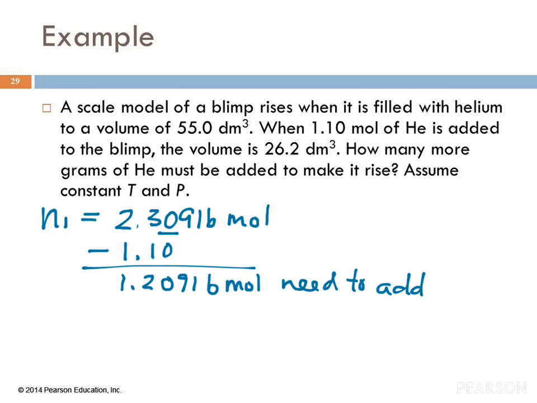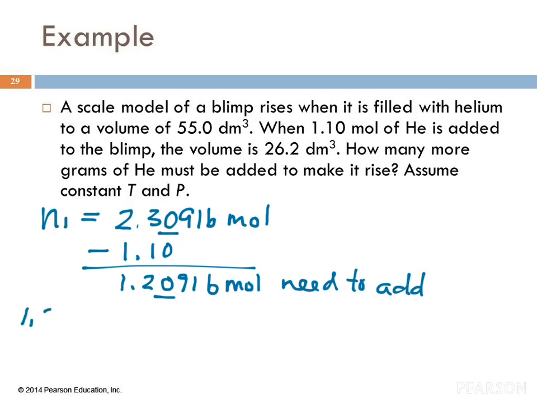And if you need to draw pictures for yourself, draw pictures, okay? I'm not drawing a picture on here, but I've got a picture in my head of what's going on here. So then the question asks how many grams of helium is that? So then we're going to take, oh, and where would the uncertain digit in this number of moles be? Would be the 0 again, because there was uncertainty here, and when we subtract, it'll be there.